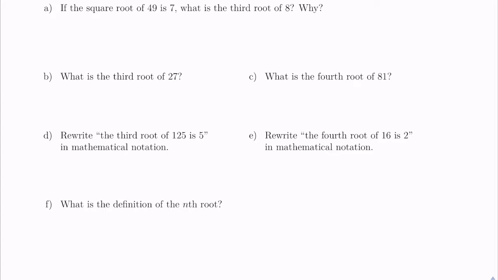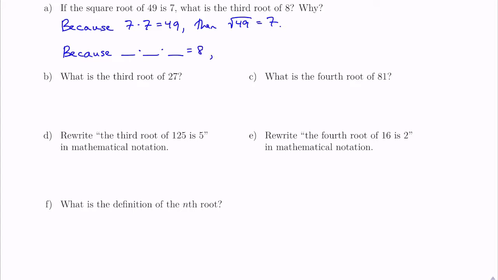So let's begin with the square root of 49 being 7. We know, because 7 times 7 equals 49, that the square root of 49 is 7. The idea of a third root is very similar. When we use third, it is a reference to the third power, meaning the third root of 8 is a number that I would multiply by itself 3 times to get 8. So a similar statement would be, because a number times itself equals 8, then the third root of 8 is that number.